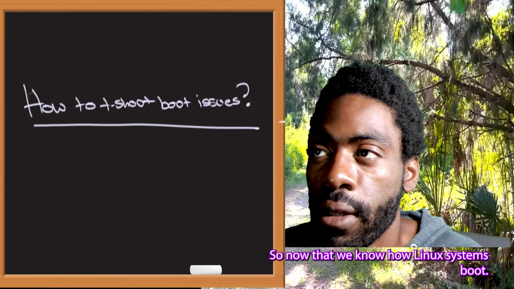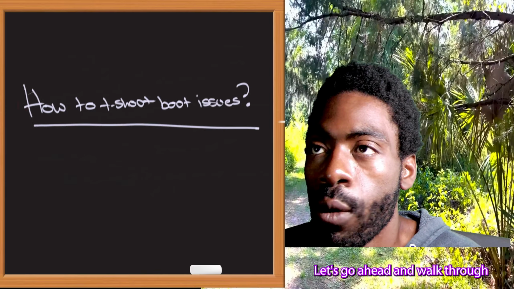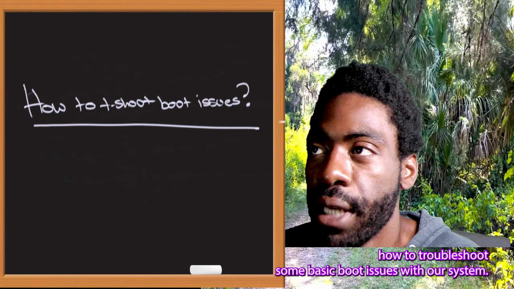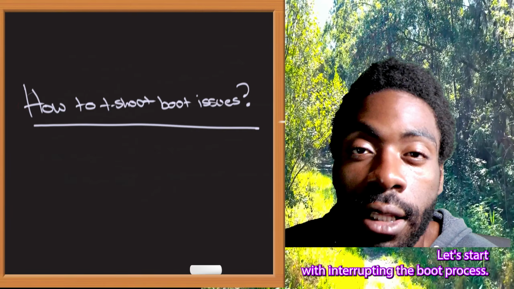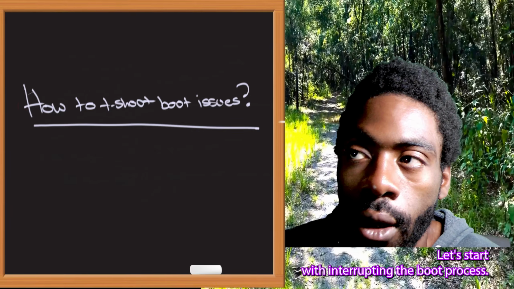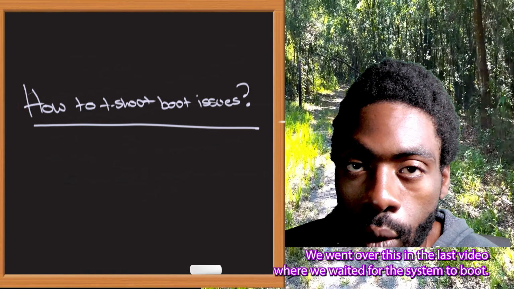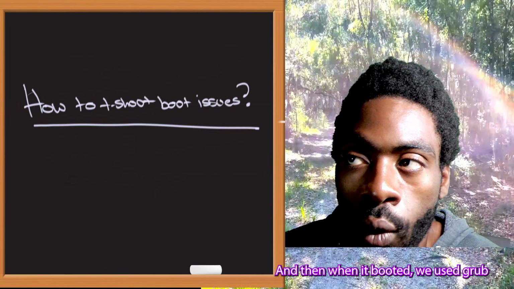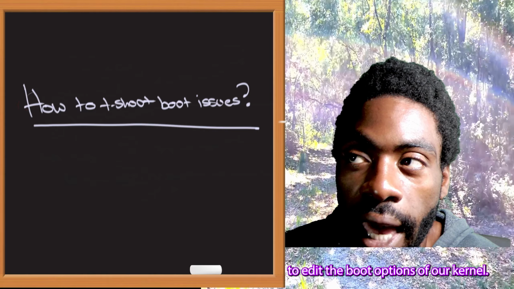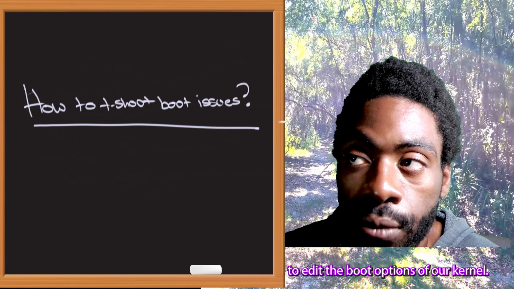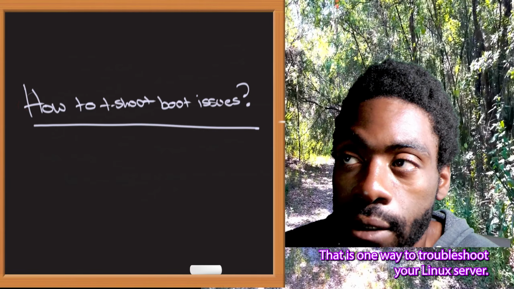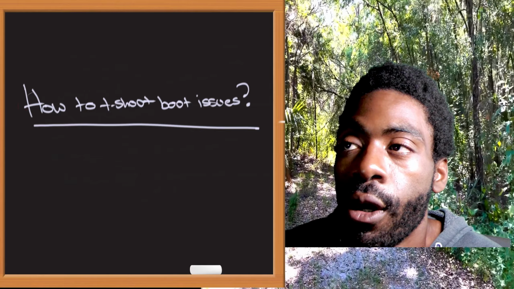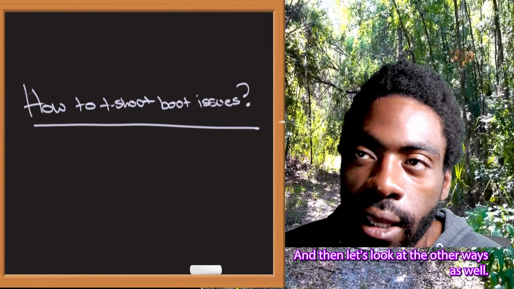So now that we know how Linux systems boot, let's go ahead and walk through how to troubleshoot some basic boot issues with our system. Let's start with interrupting the boot process. We went over this in the last video, where we waited for the system to boot, and then when it booted, we used grub to edit the boot options of our kernel. That is one way to troubleshoot your Linux server. Let's go over that again, and then let's look at the other ways as well.